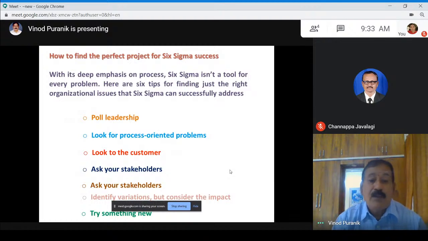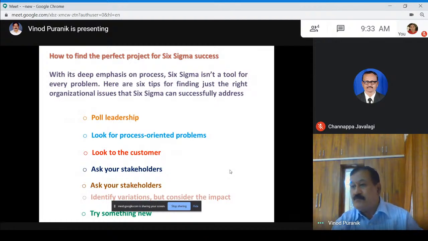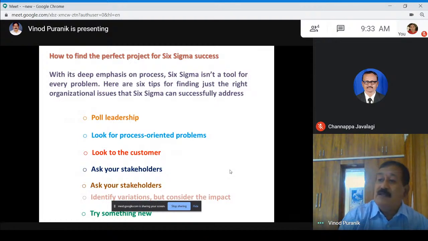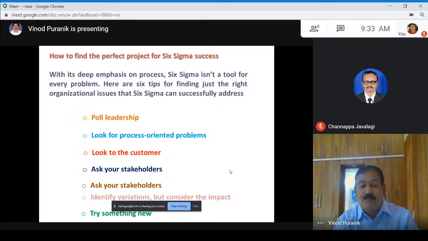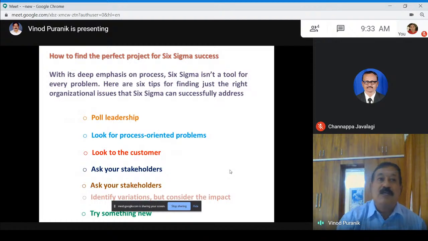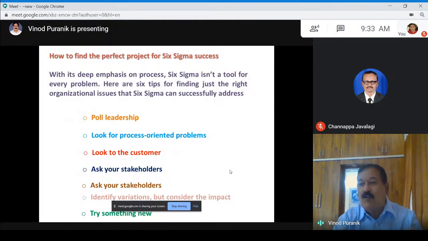The next thing is look to the customer. So very important. The customer is very, very important. So what exactly does the customer need? So you should look at the customer. We all know that, especially when we talk about quality management or total quality management, the definition of customer is not just the end user. No. Even the internal departments and all the things are customers. So it's very, very important.